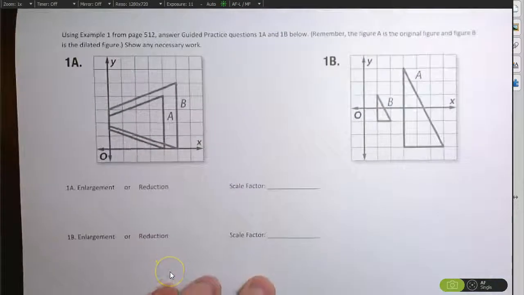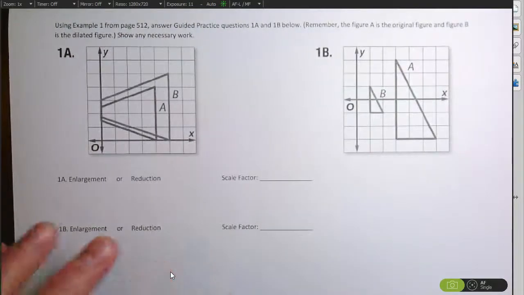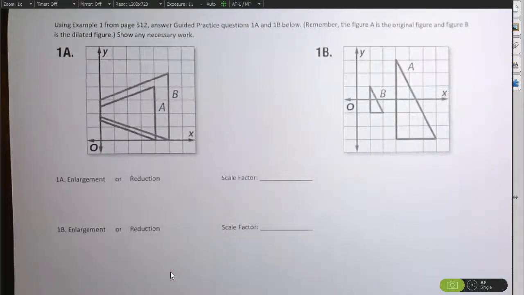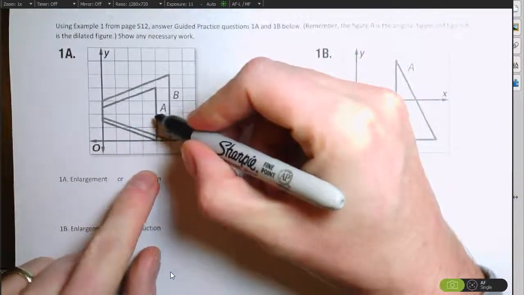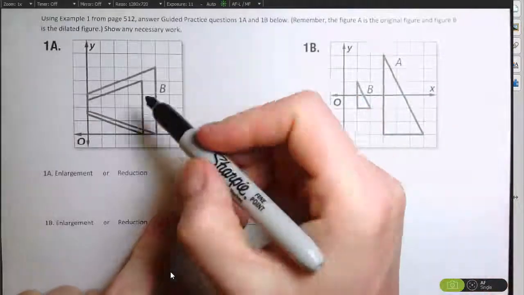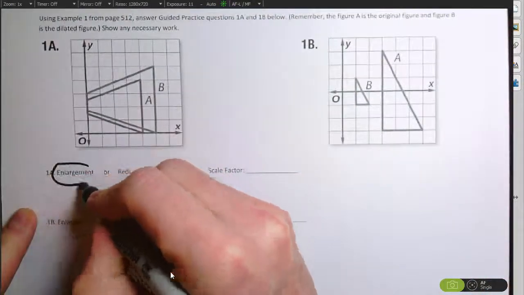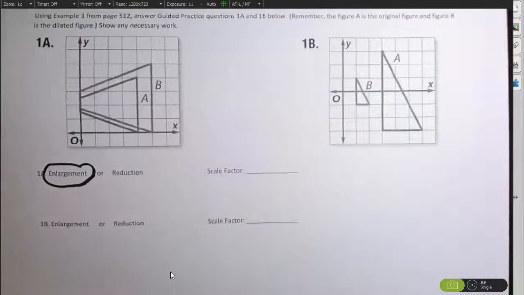Okay. So using example 1 from page 512, answer the guided practice questions below. So again, say A is the pre-image, B is the image. Now hopefully looking at 1A, you can tell instantly this guy's gotten larger. I went from A to B, so this is an enlargement. The question is, what's the scale factor?